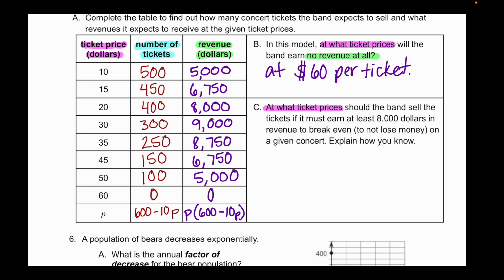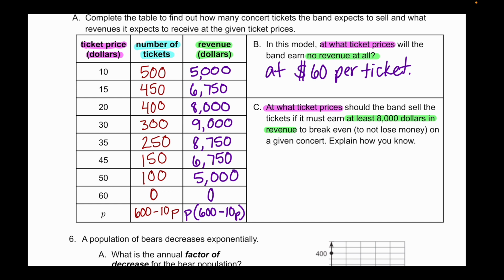So it's asking us for a ticket price. Should the band sell tickets if they must earn at least $8,000 in revenue? That's revenue, so it's going to become highlighted green. They want to break even. So if it's at least $8,000, earning $8,000 is okay. We want to earn more.